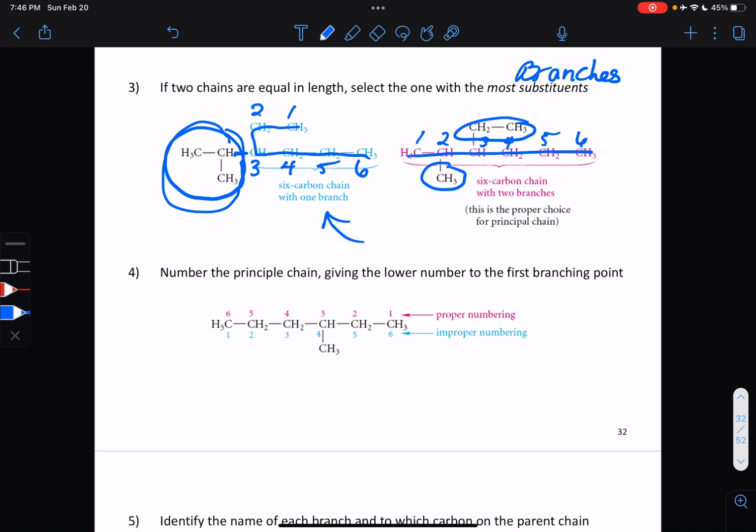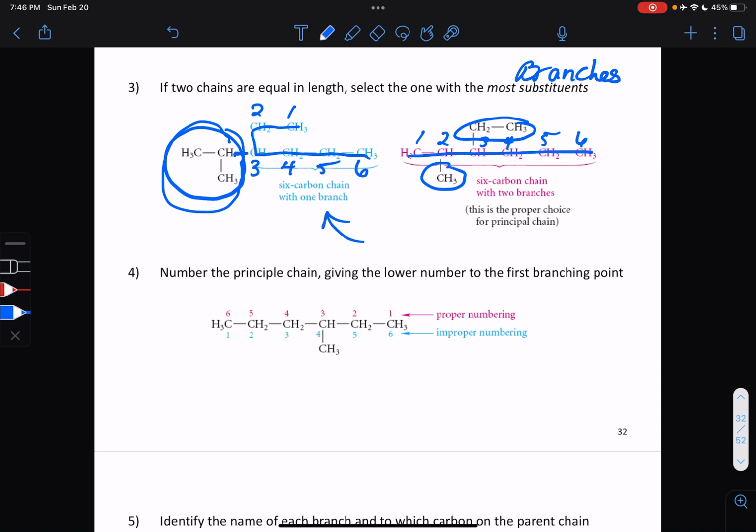Okay, number 4 says number the principal chain, giving the lower number to the first branching point. So we talked about that on the previous slide, how if you have a choice in numbering, you're going to choose the numbering that would give you your branch on the lower number carbon.